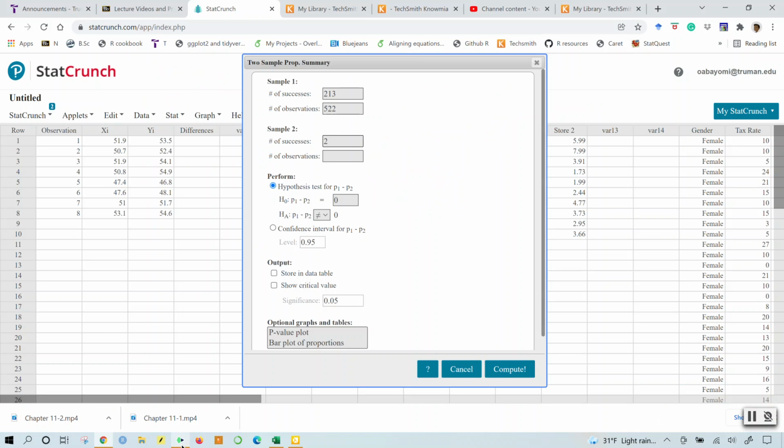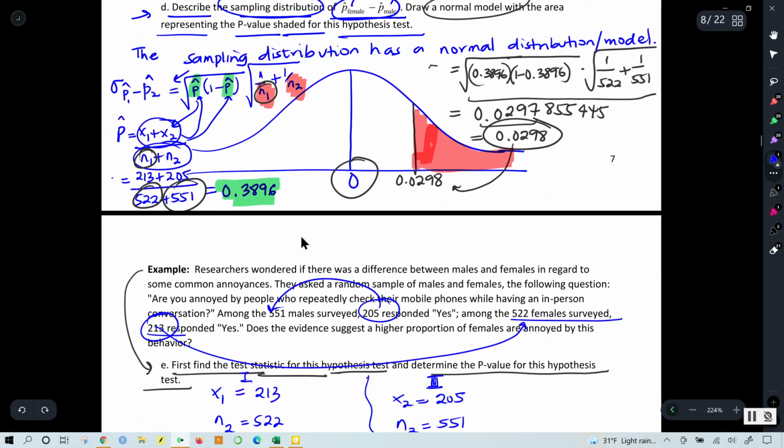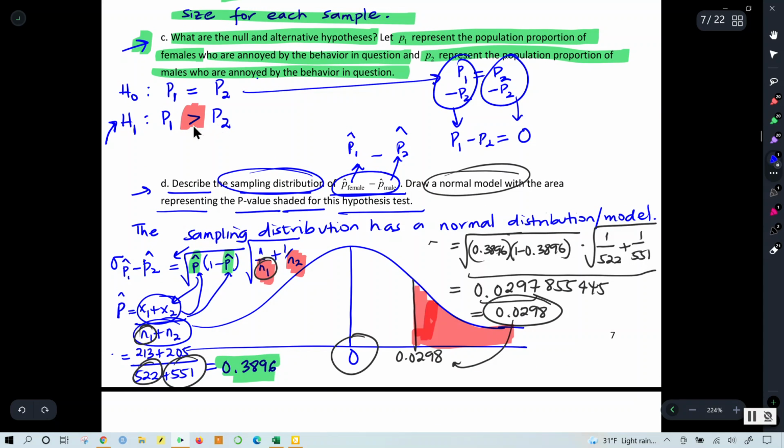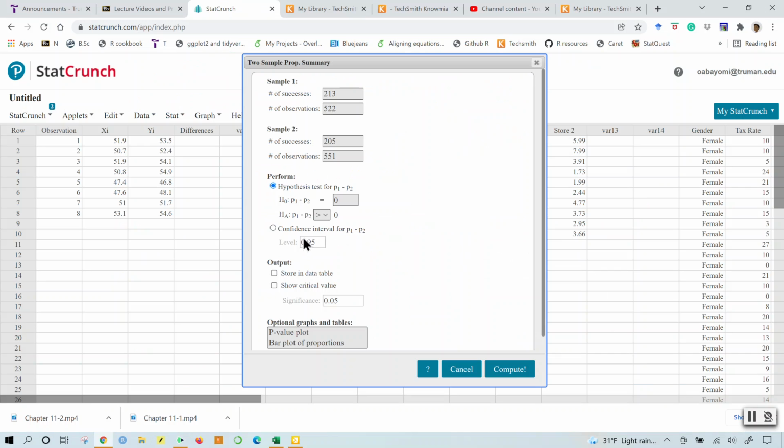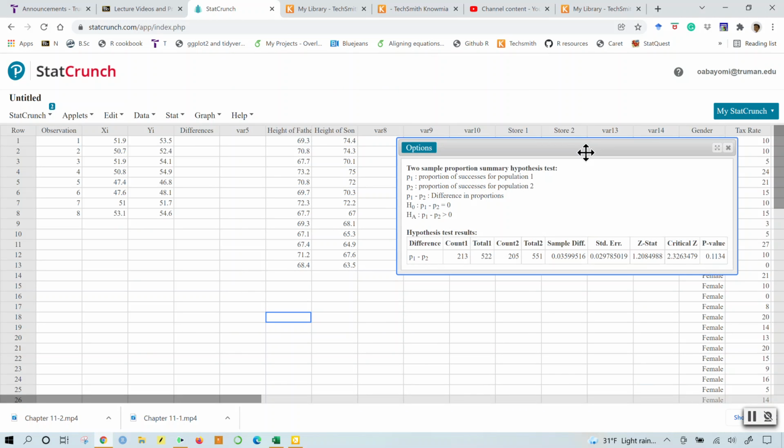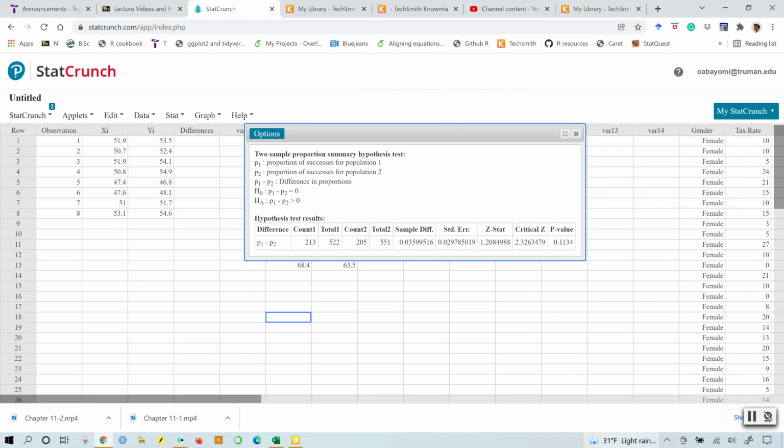And then for the hypothesis part, I want to ensure that this is right tail. Why is that? That is because what we set up earlier was greater than. And then next, I would like to show my critical value, and the level of significance in this case is 0.01, the alpha. So compute, and I have these pieces here. So here from the results, I can see my test statistic and I can see my p-value.